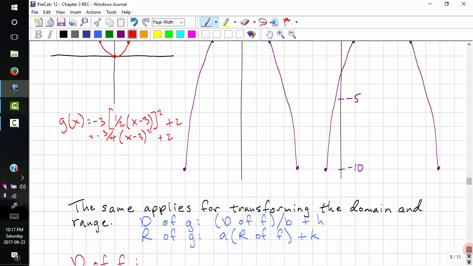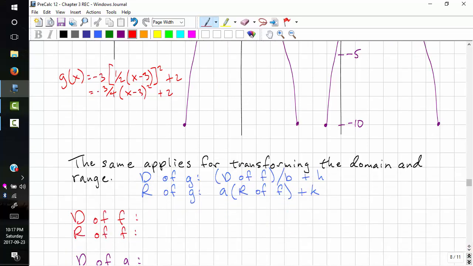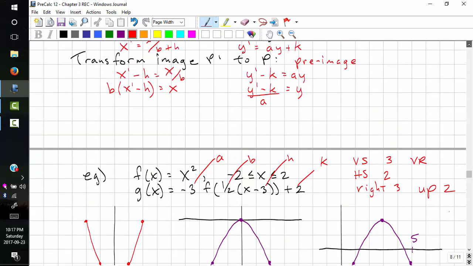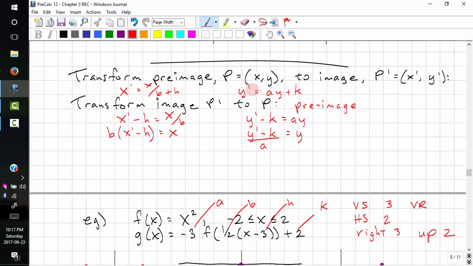Let's look at the domain and range. The transformation applies to the domain and range. So the domain of G will be the domain of F divided by B plus H, and the range of G will be A times the range of F plus K. So it looks exactly like this formula.